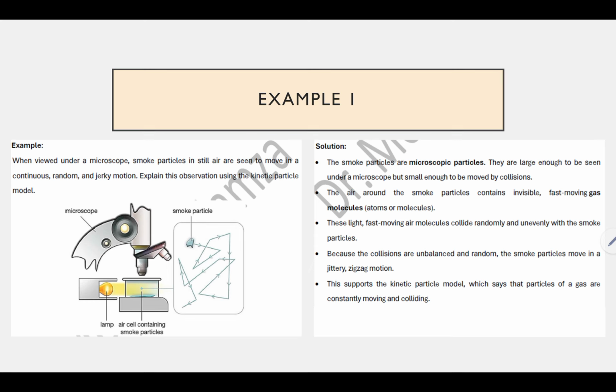Smoke are microscopic particles, so we can see them under a microscope. The air around the smoke particles is invisible, fast-moving gas molecules. So the light, fast-moving air molecules collide randomly and unevenly with the smoke particles. Who's colliding with whom? The smaller particles are colliding with the larger particles, causing random motion, zigzag motion, which supports the kinetic particle model, saying that particles of a gas are constantly moving and colliding.